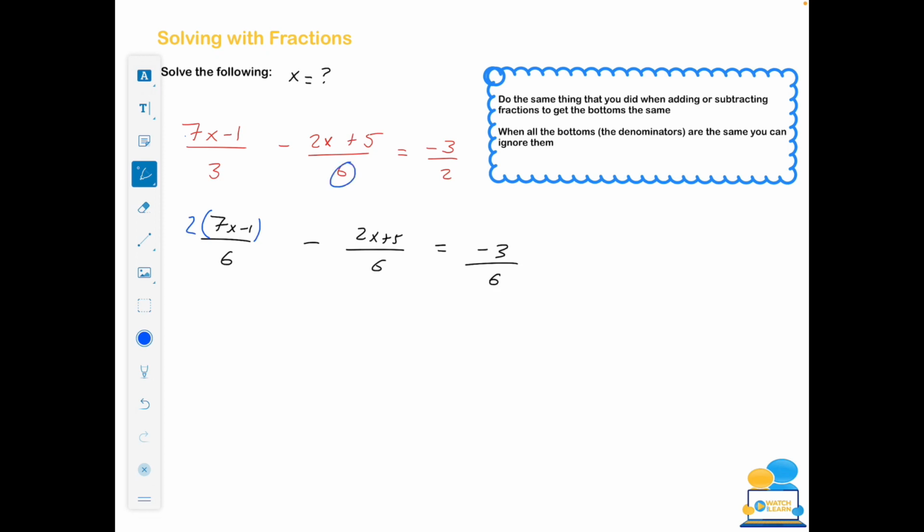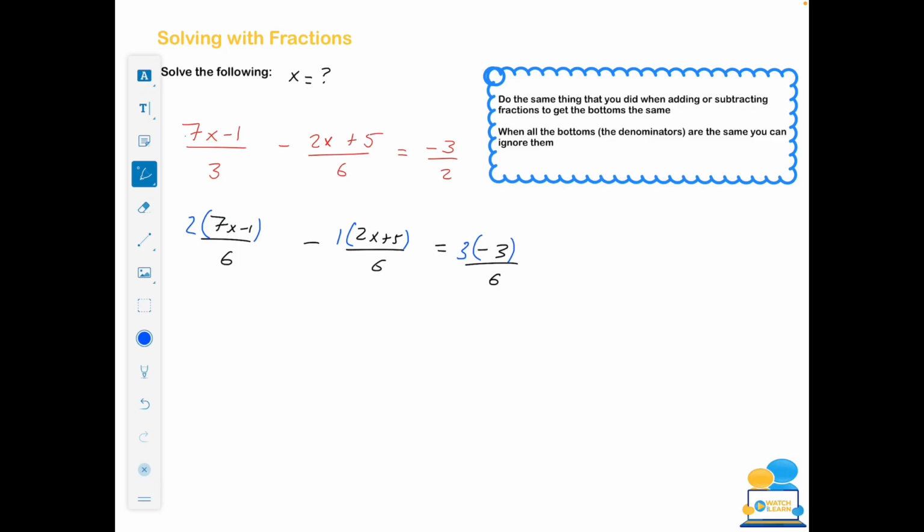Here we went from 6 to 6. Nothing changed, so we don't have to do anything with that. We could put a 1 there if we want, but multiplying by 1 doesn't really do anything. And to go from the 2 to the 6 here, we multiplied by 3, so we're going to have to multiply the top by 3. Same idea: whatever you multiply by on the bottom, you need to multiply by on the top.